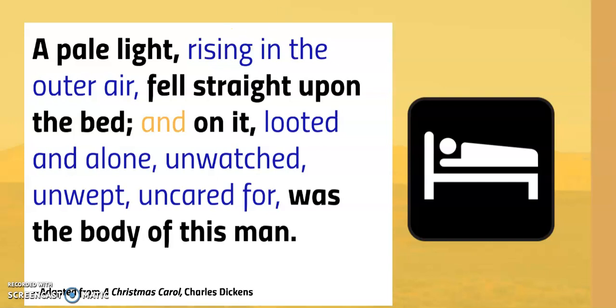This develops the idea that a higher power is controlling this action. The second independent clause, "on it," that's the bed, "was the body of this man," is just as important as the first because it draws attention to the neglected body. The second embedded clause, "looted and alone, unwatched, unwept, uncared for," emphasizes its neglect. Dickens makes the point that this body has been abandoned because he wants his readers to think about their lives and their relationships with others. Dickens suggests that if you don't care about other people, when you die, no one will care about you.